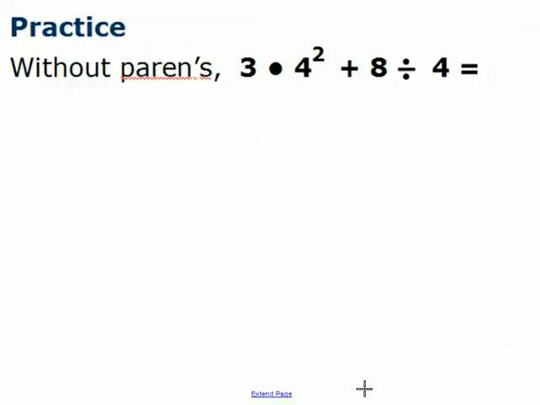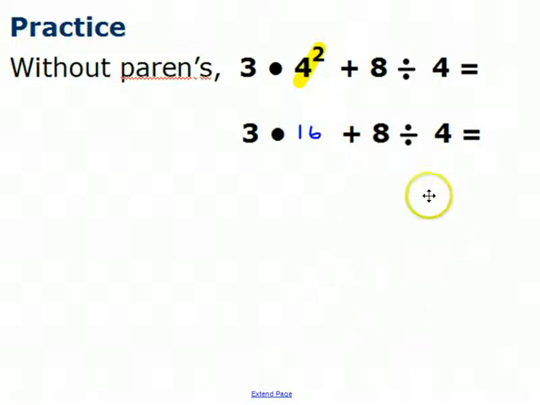Okay, here's one to practice. And I'll do this one for you, and then I'm going to give you some more to work on yourself. Without parentheses here, the first thing that I need to do, according to PEMDAS, is the 4 squared, the exponent. Well, 4 squared is 16. Now, the next thing I ought to do, according to PEMDAS, I've got multiplication, addition, and division. Multiplication and division have the same priority, left to right. I deal with the one on the left first. 3 times 16 is 48.